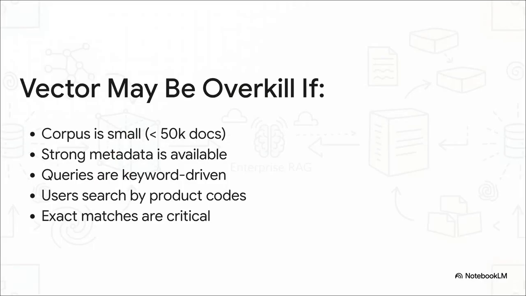Well, you probably don't need vector search if you find yourself nodding along to these points. If your data is already nicely structured and your users are looking for specific things like product codes, a non-vector system isn't just cheaper, it's often better. It's more precise and gives your users exactly what they're looking for.